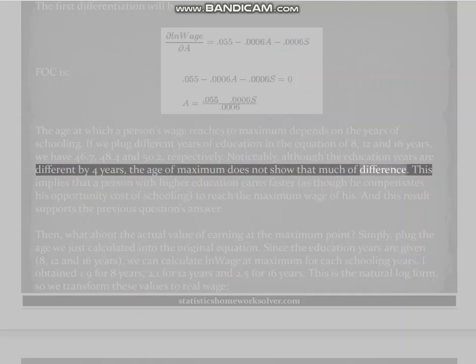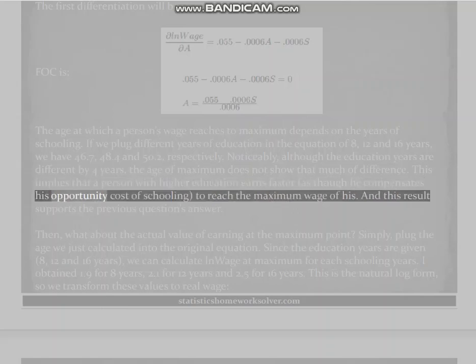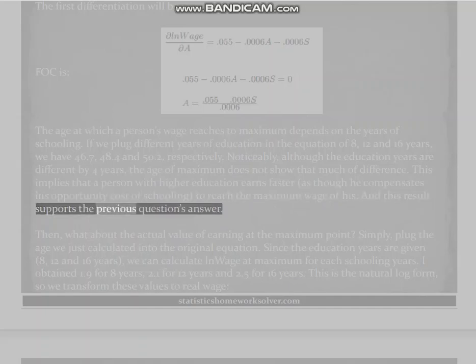This implies that a person with higher education earns faster, as though he compensates his opportunity cost of schooling, to reach the maximum wage. And this result supports the previous question's answer.